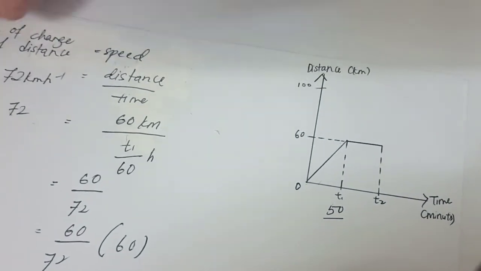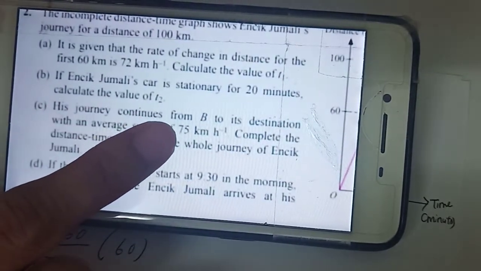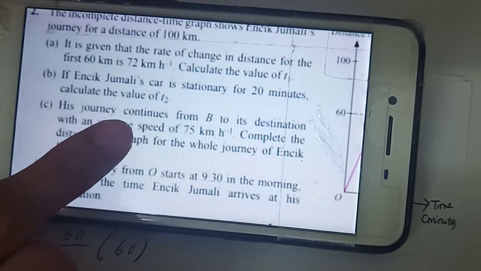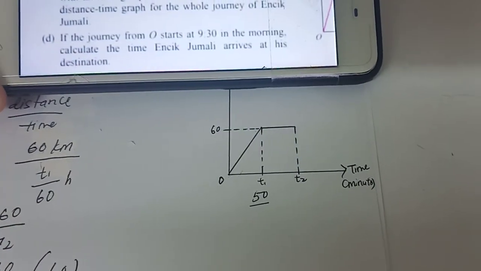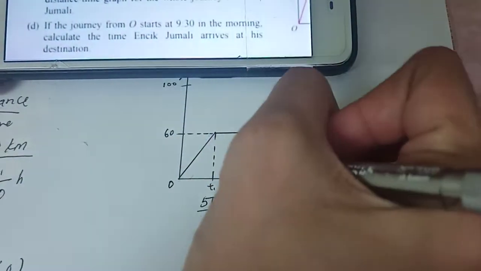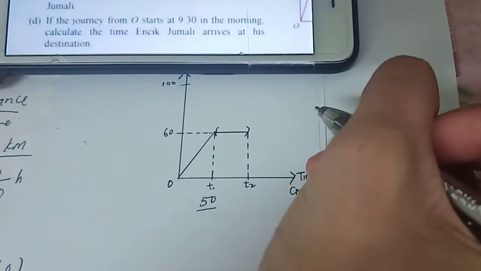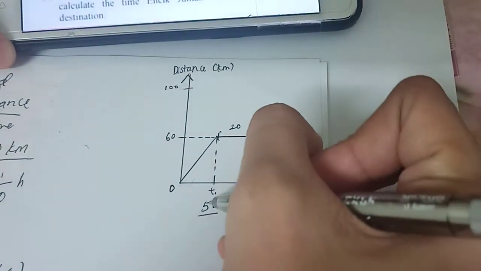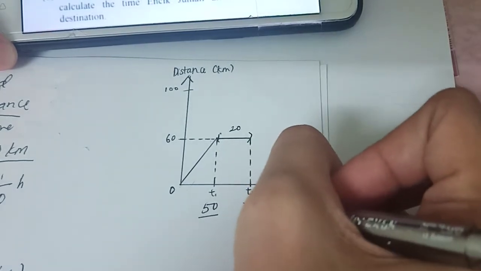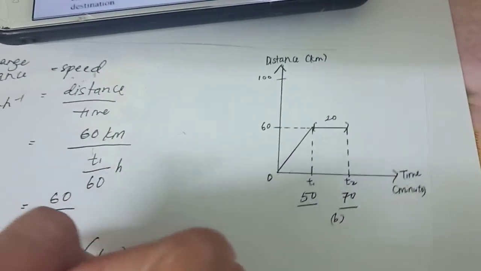Now for question B: if Encik Jumali's car is stationary for 20 minutes, calculate the value of T2. Meaning to say, if the car is stationary, stationary is from here to here. So if the car is stationary for 20 minutes, what is T2? 50 plus 20, T2 is 70. So this is the answer for B, and this is the answer for A.